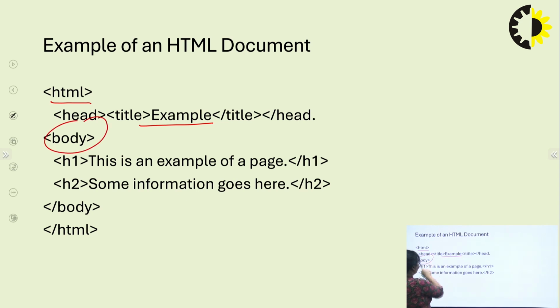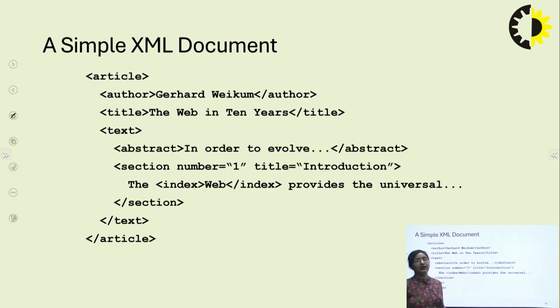In the body tag, we are having 2 heading tags, H1 and H2. In H1, what will be displayed? This is an example of a page. In H2, some information is there. Then the body tag is closed and the HTML tag is also closed. So this is a simple HTML document.